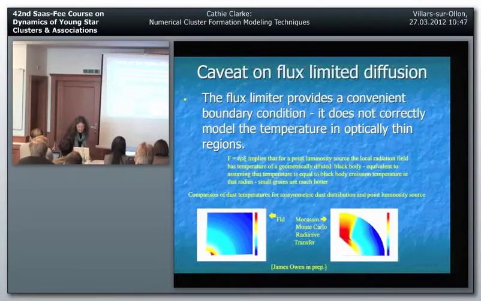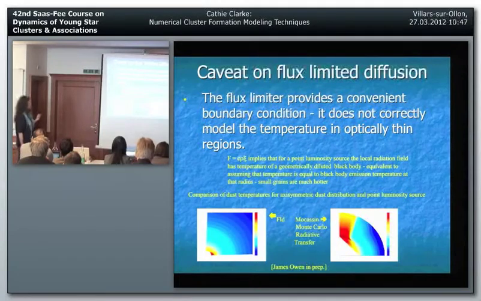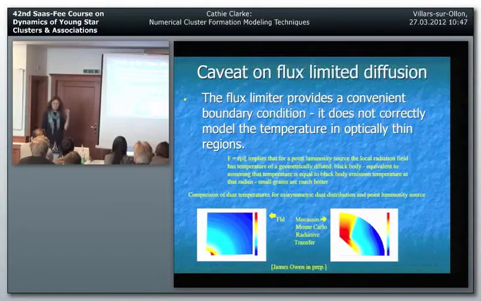But let me just add a little caveat on flux-limited diffusion because, as I say, everybody uses it. Well, I think almost everybody in this field uses it. Putting in the flux limiter is a good way of providing a boundary condition at the outer edge of your calculation. Say you've got a collapsing core and it's optically thick in the middle and then it gets optically thin at the outside. So it's good for that. What it's not good for is getting something believable for the temperature structure in that optically thin region. As long as you don't care about what's happening in detail in the optically thin region, it's fine.